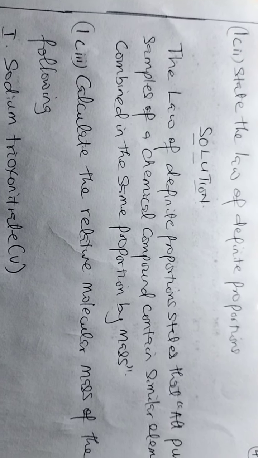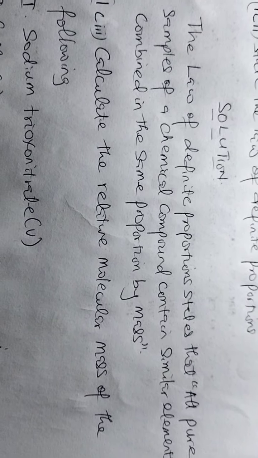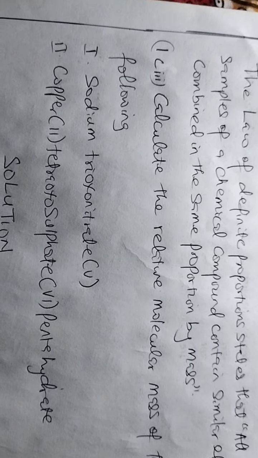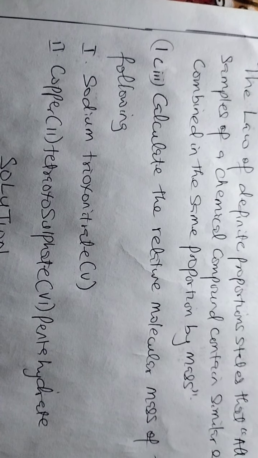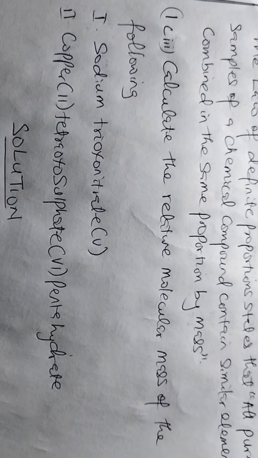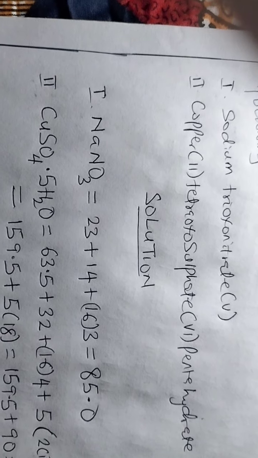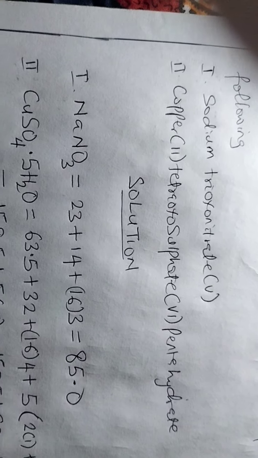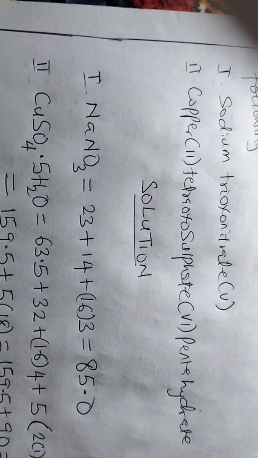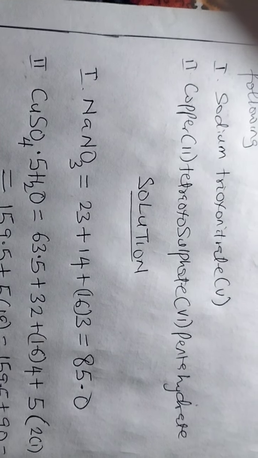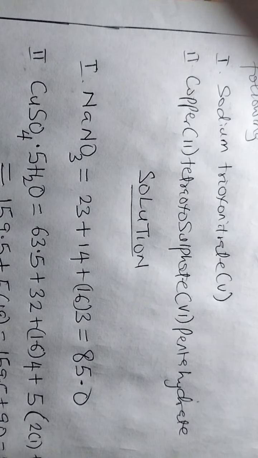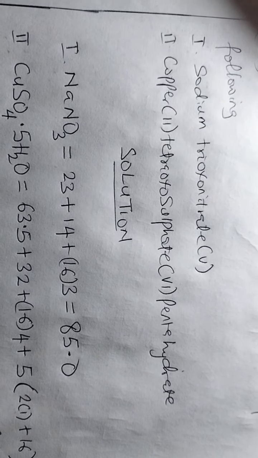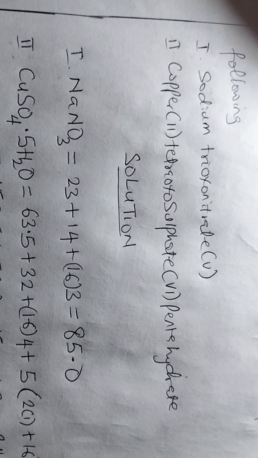1C(iii) says, calculate the molecular mass of the following: (i) sodium trioxonitrate(V), (ii) copper(II) tetraoxosulfate(VI) pentahydrate. Going to the solutions, the first one, we have to write the formula of the compound, sodium trioxonitrate(V). The correct formula is NaNO3. Substituting the atomic masses: sodium is 23, nitrogen is 14, oxygen is 16 times 3. Adding up everything, we have 85.0. Relative molecular mass has no unit, so the answer is 85.0 to 3 significant figures.